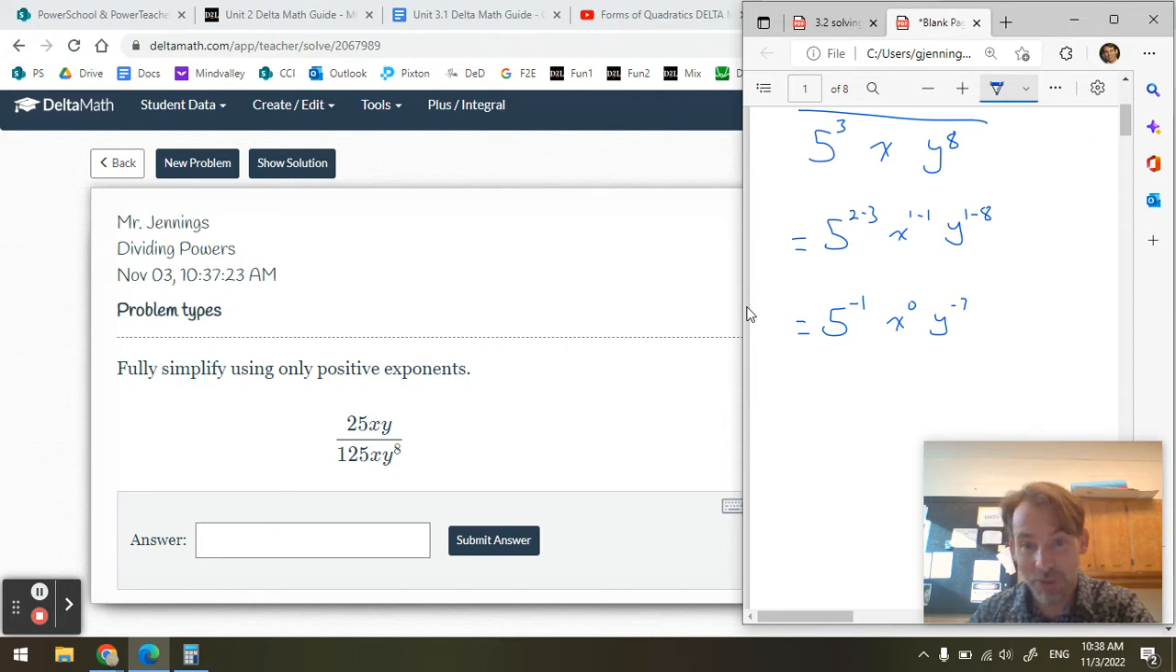Now I don't want negative exponents, so I'm going to put it all over 1 and have 5 to the 1 on the bottom. X to the 0 is just 1, and y to the 7 there. And that'd be the final answer. I think that's the long and confusing way to do it.